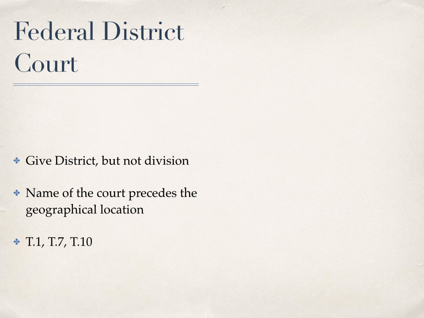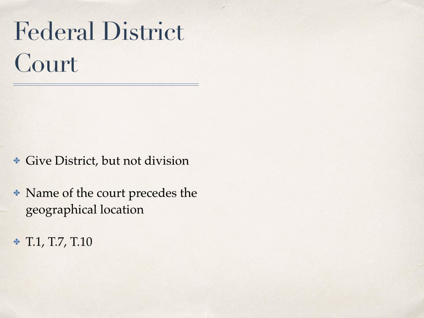For federal district court cases, we will give the district name, but not the division. A district court may have several subdivisions, different courthouses, etc. Those divisions are for administrative convenience. Normally, we will ignore the division information. The name of the district comes before the geographical information, but to format the full court information, you may need to consult several tables. For example, T1, T7, and T10.